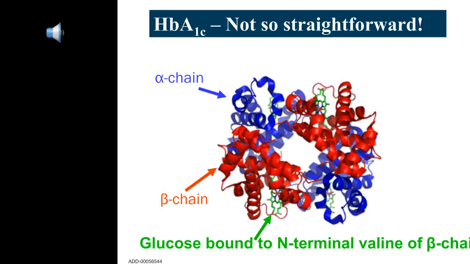I hope I have shown you, even with a technical glitch in the middle, that the measurement of hemoglobin A1C is not so straightforward, but the methods we use are improving all the time, and soon our ability to diagnose diabetes earlier in our patients will be of value. Thank you.